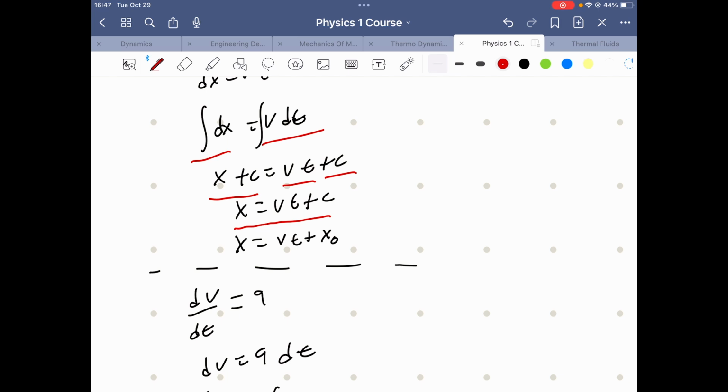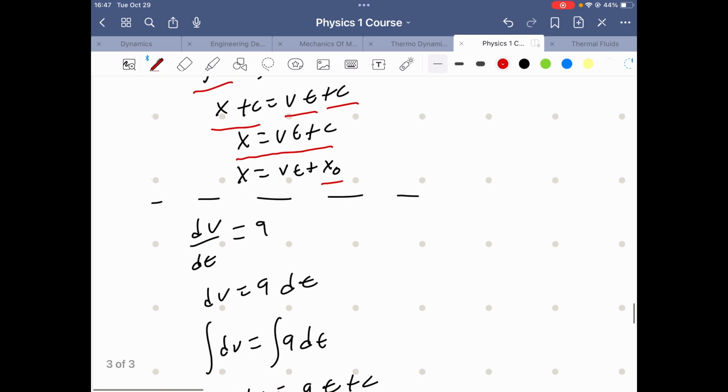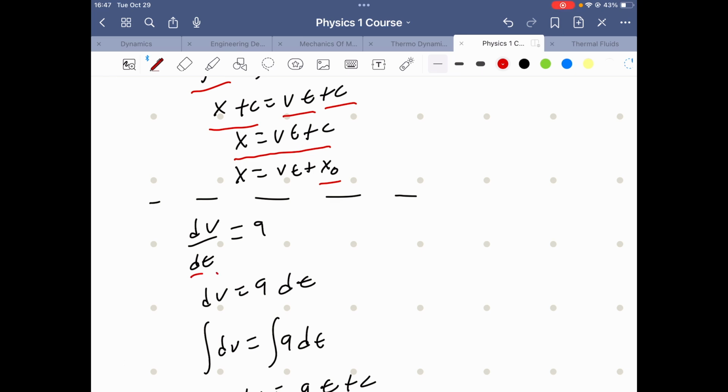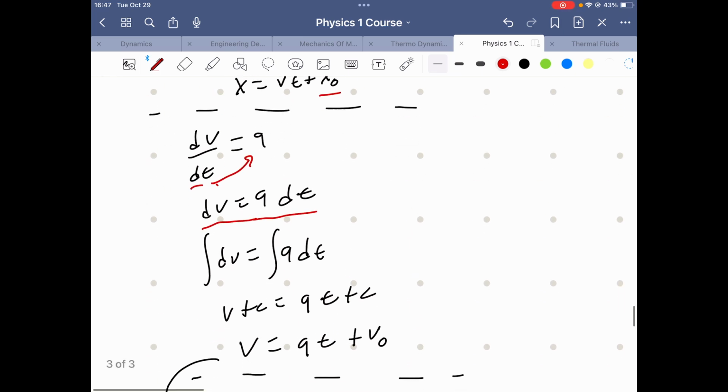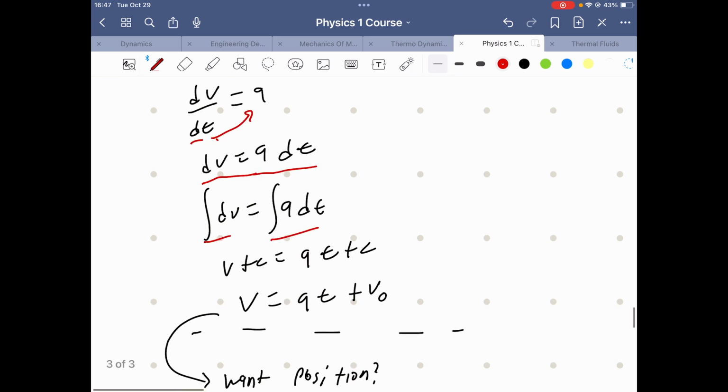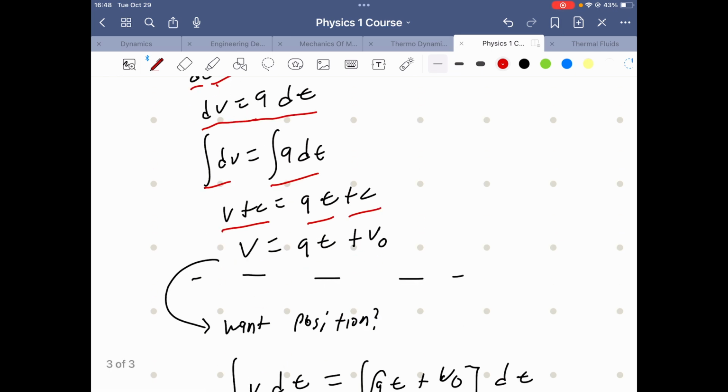Now, what would this constant be? Well, that constant would be x naught, or the initial position. And that makes sense. Let's talk about acceleration. Same thing for acceleration. dv/dt, we move the dt over to this side, and we're left with dv is equal to a dt. Integrating on both sides, we have v plus c, right? Because the integral of dv is v, and the indefinite integral of a dt is at plus c. Moving the c over to the other side, same exact thing. We get v naught. We get v is equal to at plus v naught.